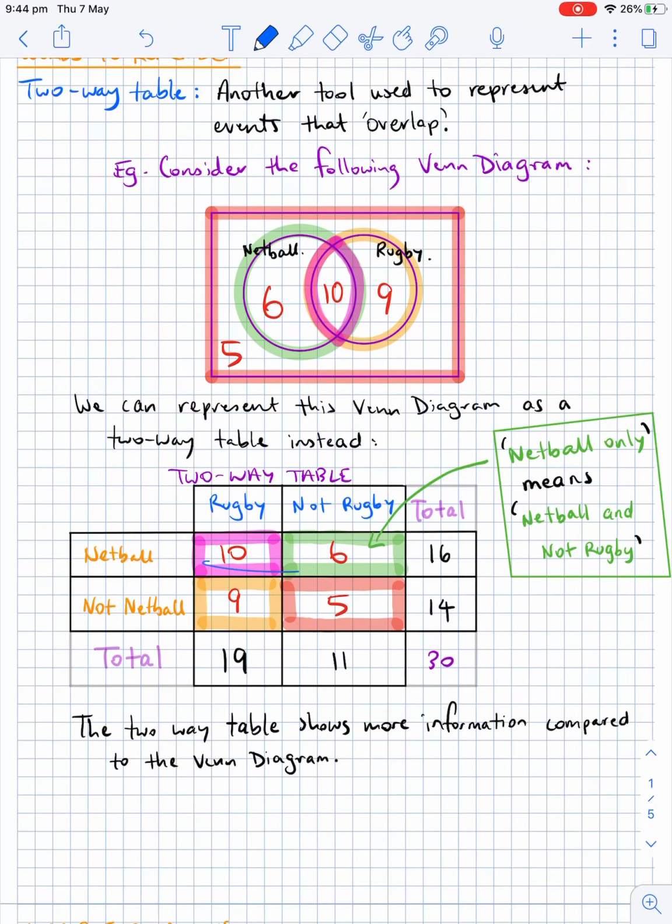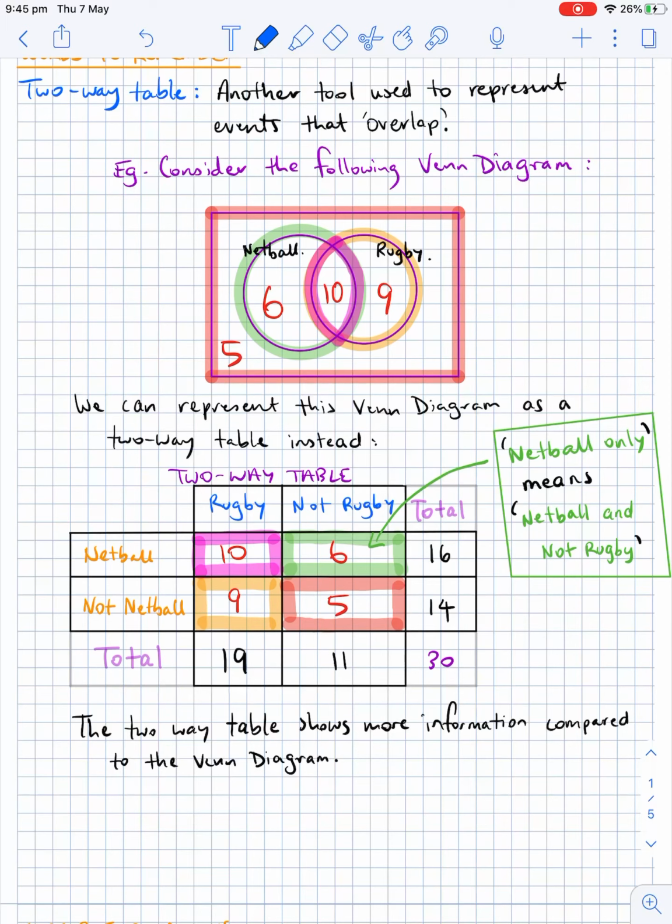And going across, 6 and 10 makes 16. So there's 16 people that like netball, as you can see from the entire netball circle, 16. And then 9 and 5 makes 14. So there's 14 people, 9 and 5, that don't like netball. And then finally, total the totals. So 16 and 14 makes 30. And that should be the same this way as well. 19 and 11 make 30 as well. So that is a completed two-way table.